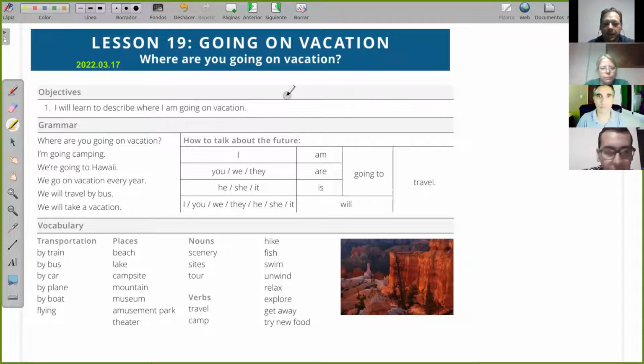Okay, let's start with the question for today: where are you going on vacation? If you remember, in the last two lessons at least, we talked about the future. And today we are also going to talk about the future. Are you going? Something that you are going to do in the future. Okay.